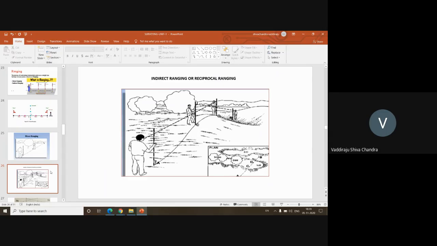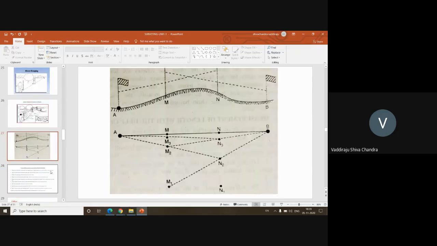So in these scenarios where there are some obstructions, or sudden changes in the elevation of the ground surface, generally we go for indirect or reciprocal ranging techniques. So what we'll do in this is, okay, this is the plan of that earlier figure. I want to establish two intermediate points M and N between the given station points A and B.